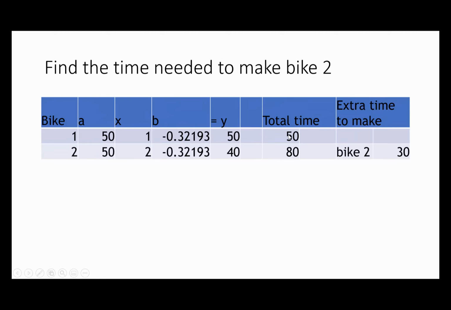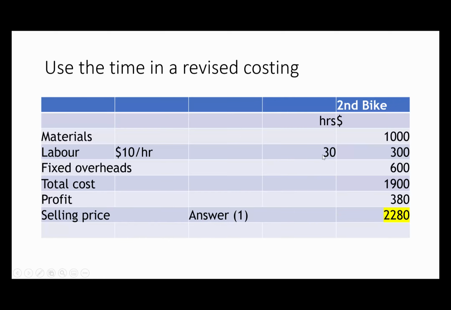If you then multiply those average times by the number of bikes being produced, you get 50 for 1, and you get 80 when you've got an average time of 40 and you're making 2. So then the difference is 30, and that tells me the extra time needed to make bike number 2. 30 hours for bike number 2. The materials remains the same. Fixed overheads is 200% of the labour cost, so that's gone down as well. And then we've got the profit added on, and we get the answer 2,280.